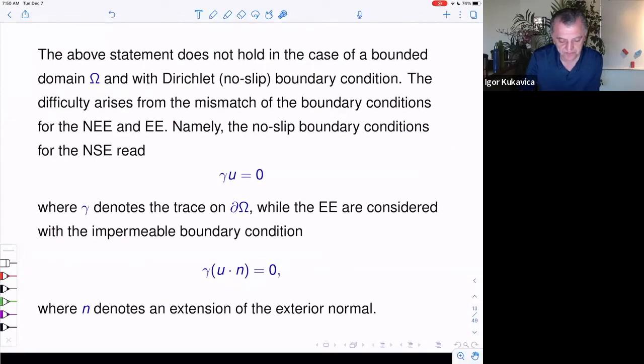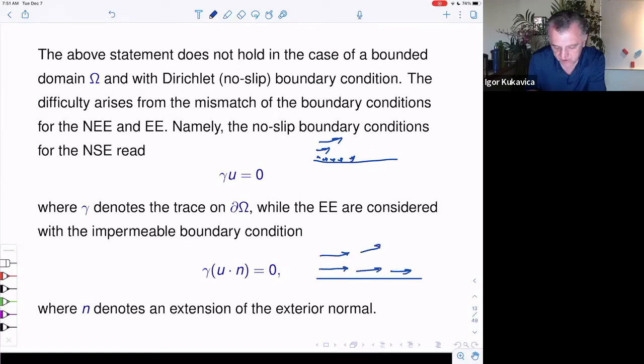Okay, so that's the case for the domains without boundary. The above proof does not hold, and actually even the statement does not hold, in the case of a bounded domain, when we take, let's say, classical Dirichlet no-slip boundary conditions. The difficulty is the mismatch of the boundary conditions. For the Navier-Stokes equations, we have the no-slip boundary conditions, so the velocity close to the boundary is small, and it gets larger as we go away. While for the Euler equations, we have a slip, so there's nothing preventing the velocity from being non-zero close to the boundary. Due to this mismatch, we cannot expect the inviscid limit to hold in high regularity spaces.